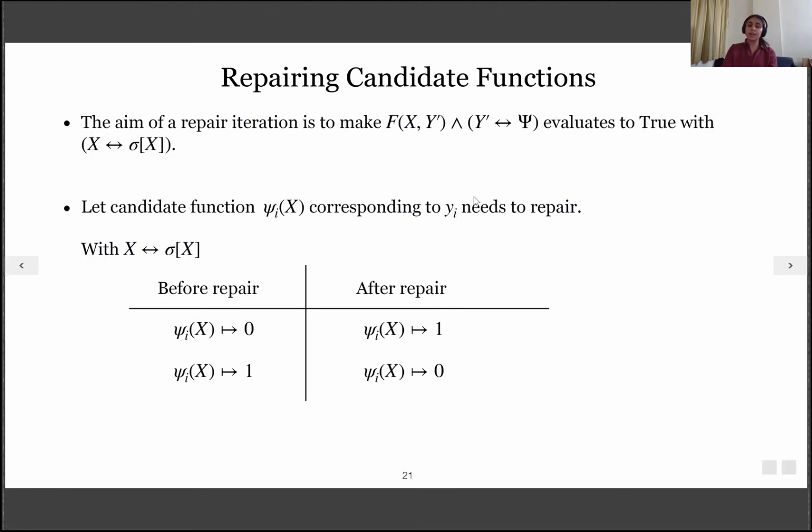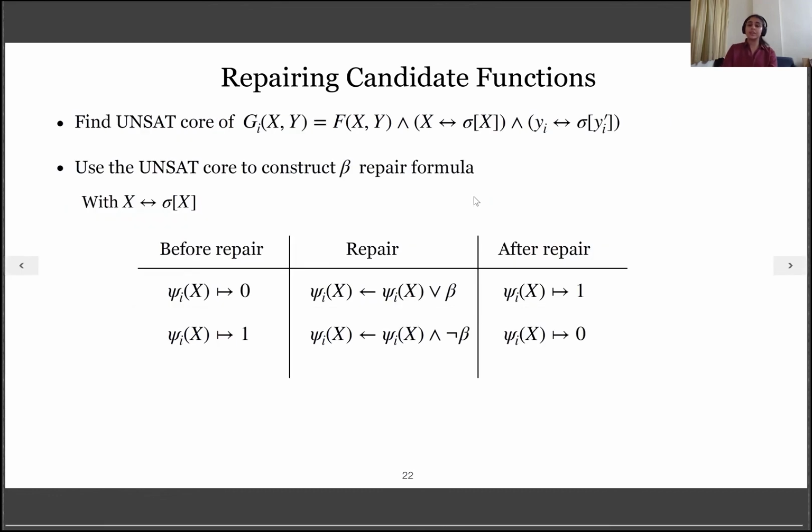So if psi I is giving us the output 0 with the current counterexample, we want it to give the output 1. And if it is giving us the output 1, we want it to give the output 0. So to repair its Skolem function psi I, Manthan constructs another formula, gi over x variable and y variable. So it fixes the value of x to the valuation of x from the counterexample and valuation of yi as per the output of the current candidate function.